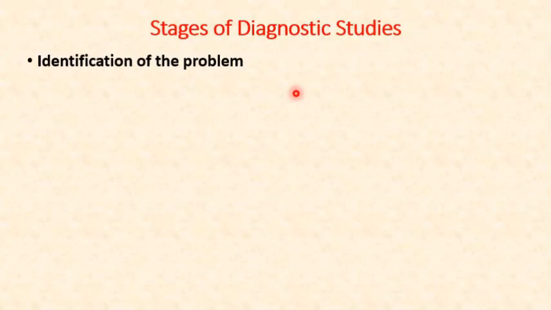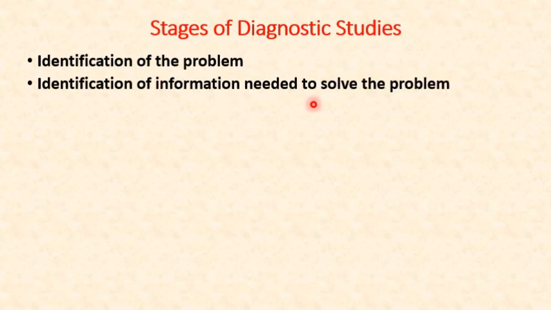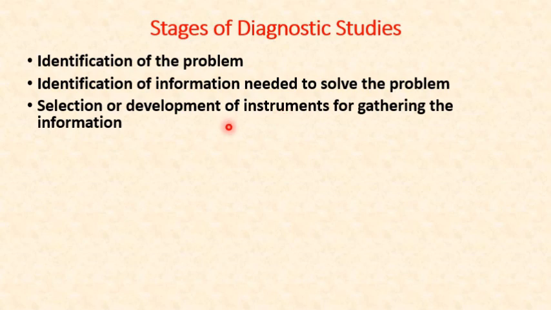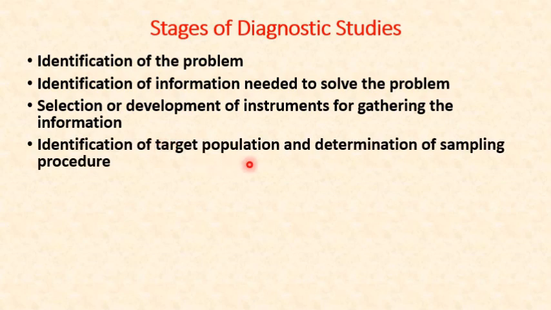Then what are the stages of diagnostic studies? First one, the identification of the problem. Next, identification of information needed to solve the problem. We have to identify what are the information needed to solve the problem. Then selection or development of instruments for gathering information. That means we have to develop the instruments for collecting data. Then identification of target population and determination of sampling procedure. We have to identify the target population and we have to determine which method of sampling is to be used.